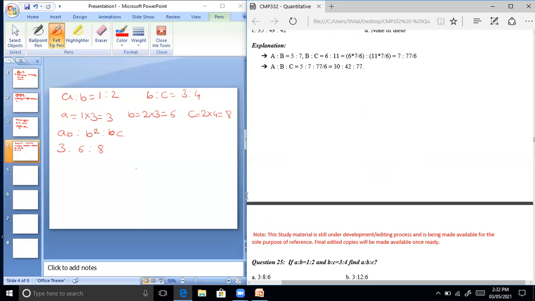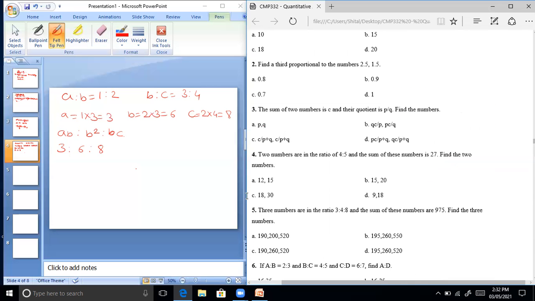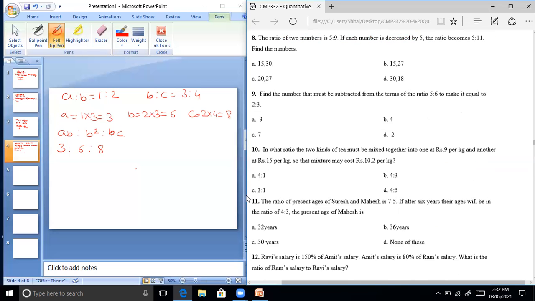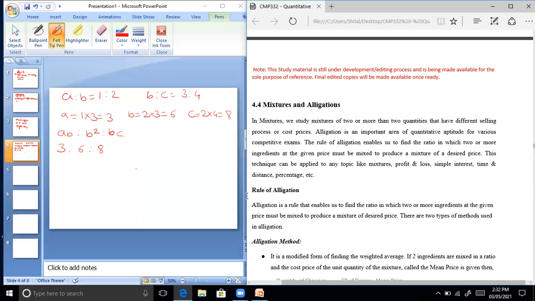Okay. If you have any doubt or query, please ask. Find the fourth proportional to the numbers 2, 5, 4. So you have to practice all these questions at your home.